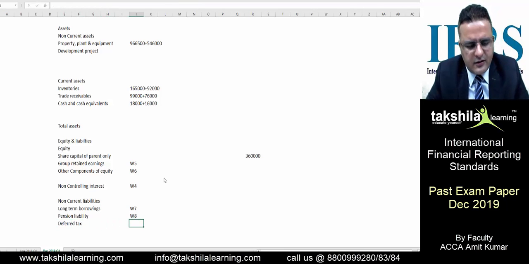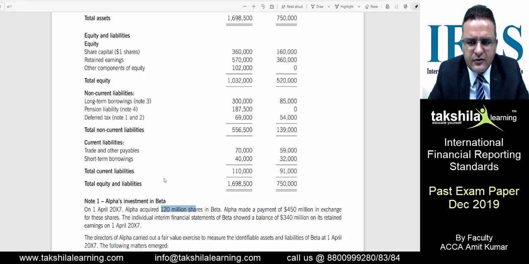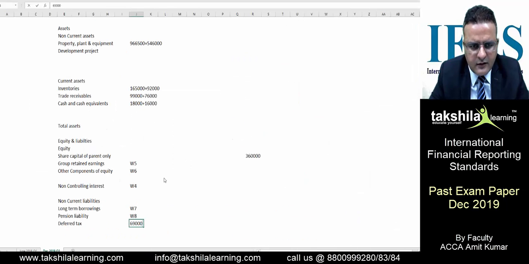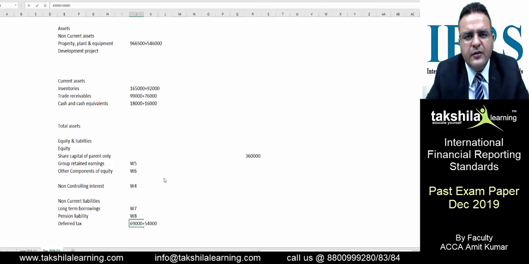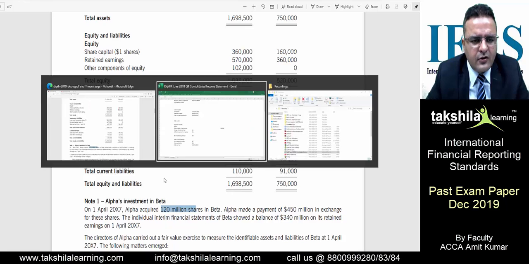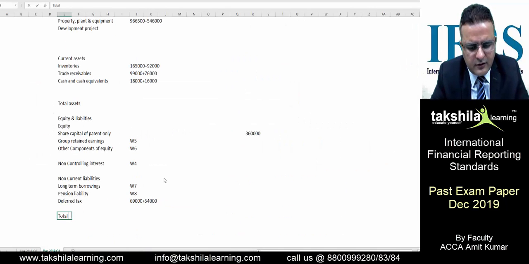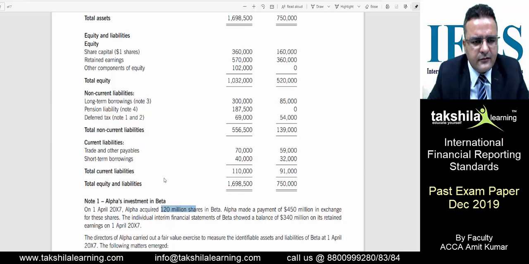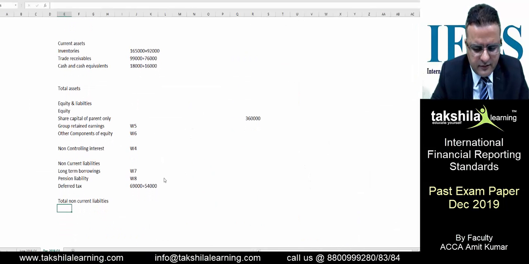we'll be picking the figure as given in the balance sheet, that is 69,000 plus 54,000 plus 54,000, plus if there is any fair value adjustments, we'll be picking it from working note number 2, plus if there is any deferred tax implication of an intra-group trading, we'll be including it there. We'll have a look at it later. Total non-current liabilities. Then we have current liabilities.